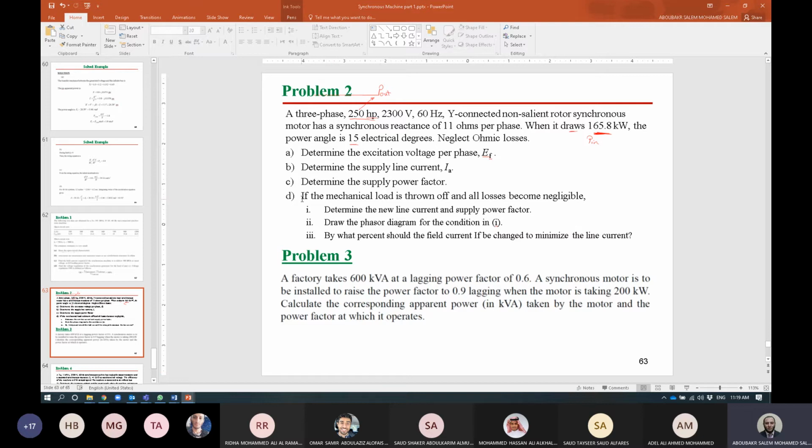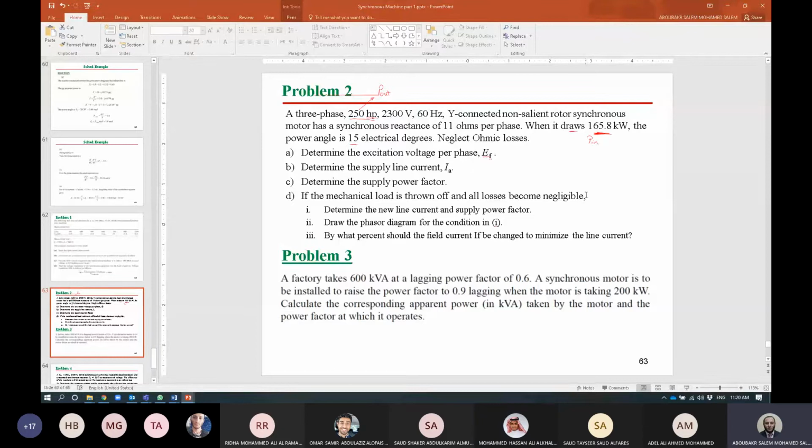Determine the supply power. If the mechanical load is thrown off, which means P out equals 0. P out or P input? With the losses, the input will be 0. But the meaning of mechanical load is thrown off, this means P out equals 0, right? Yes. And all losses become negligible.